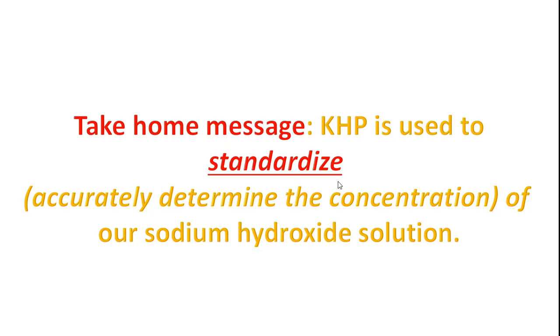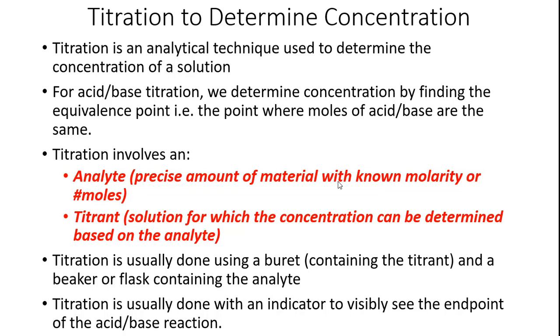What's the take-home message? KHP is used to standardize, or in other words, to accurately determine the concentration of our sodium hydroxide solution. So that's what we're gonna do in the next step. The way that we determine the concentration of the sodium hydroxide is by using titration. So standardization for an acid or a base, in this case, we can do that using titration, and we do multiple titrations to determine an average concentration of our titrant.